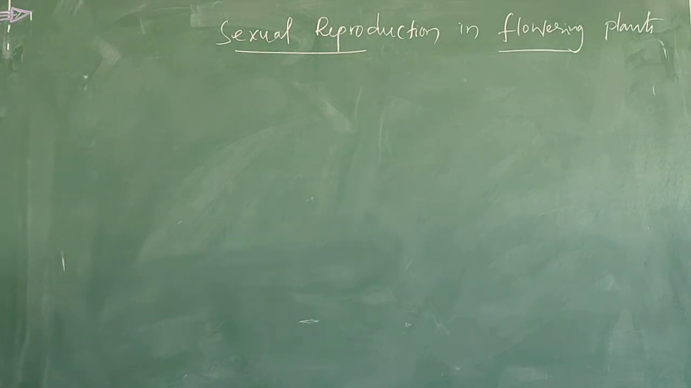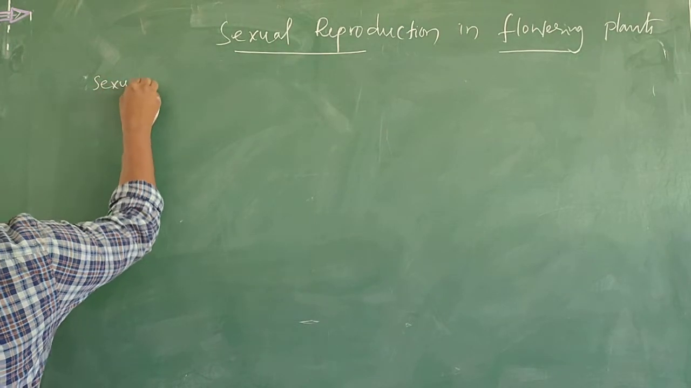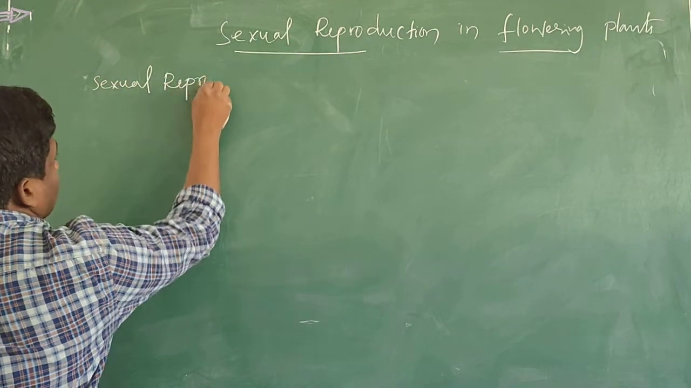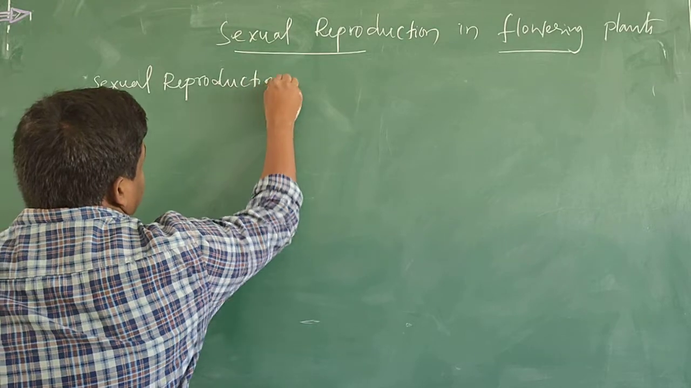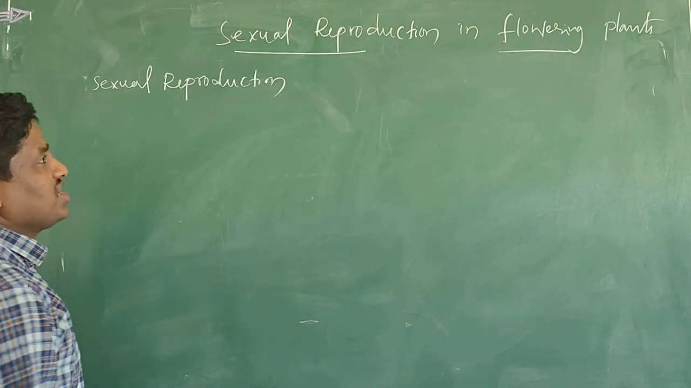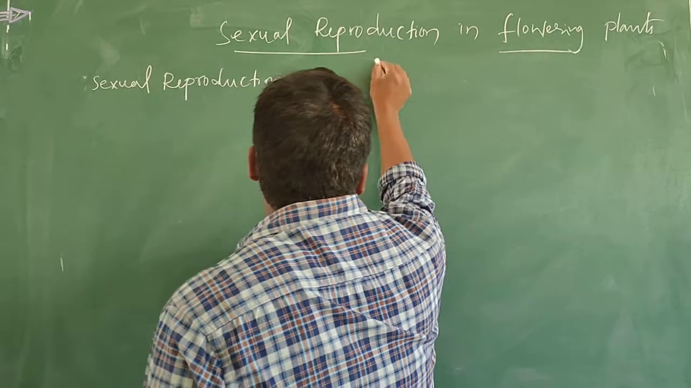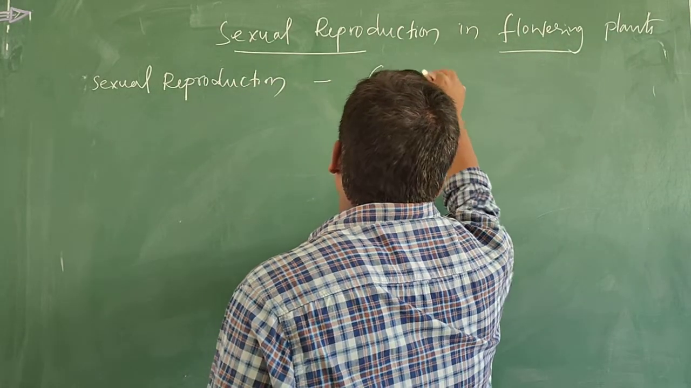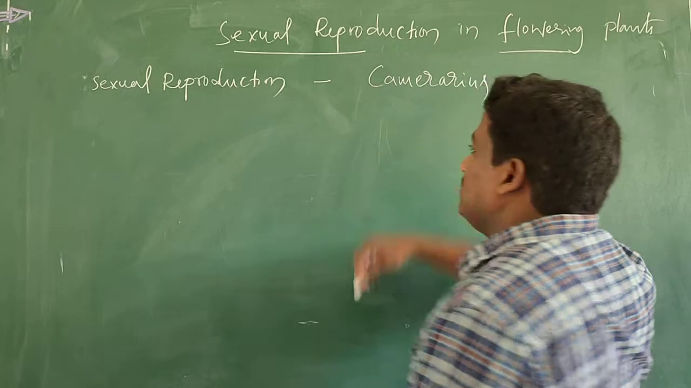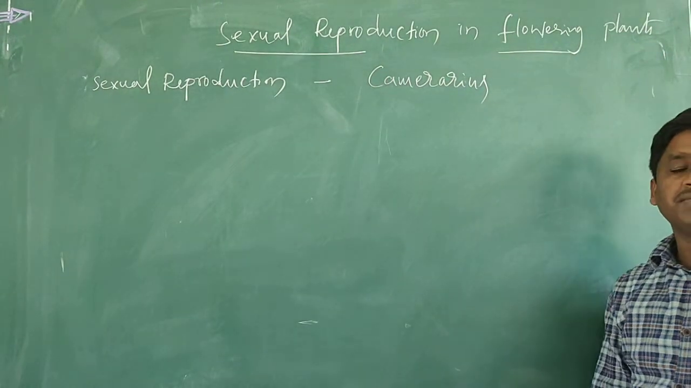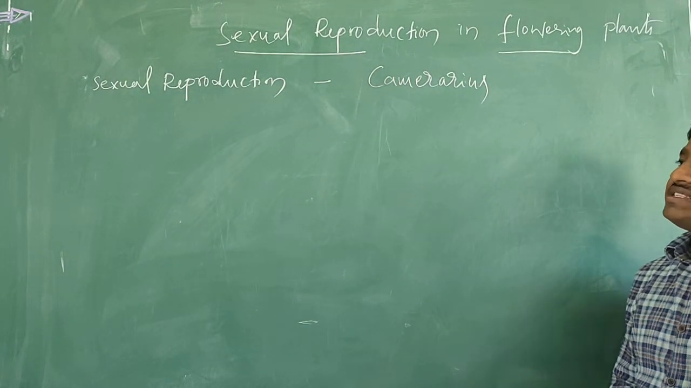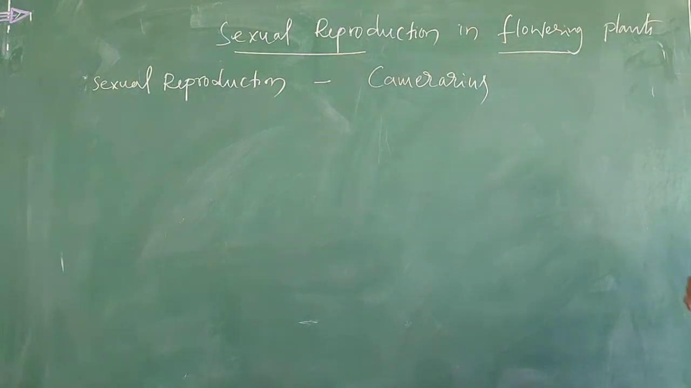So first, in the flowering plants, sexual reproduction was discovered by the scientist Camerarius. Next, sexual reproduction in flowering plants.